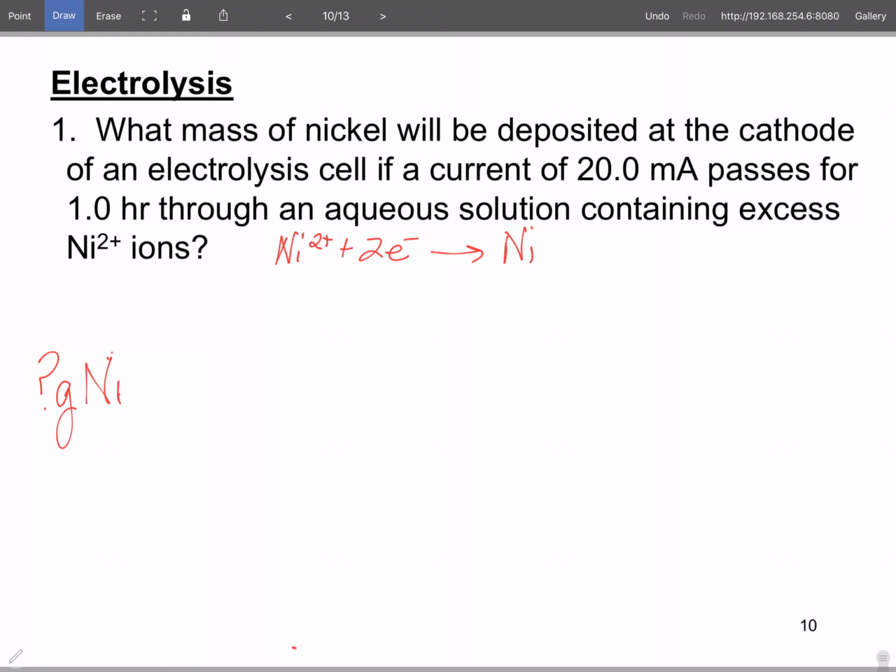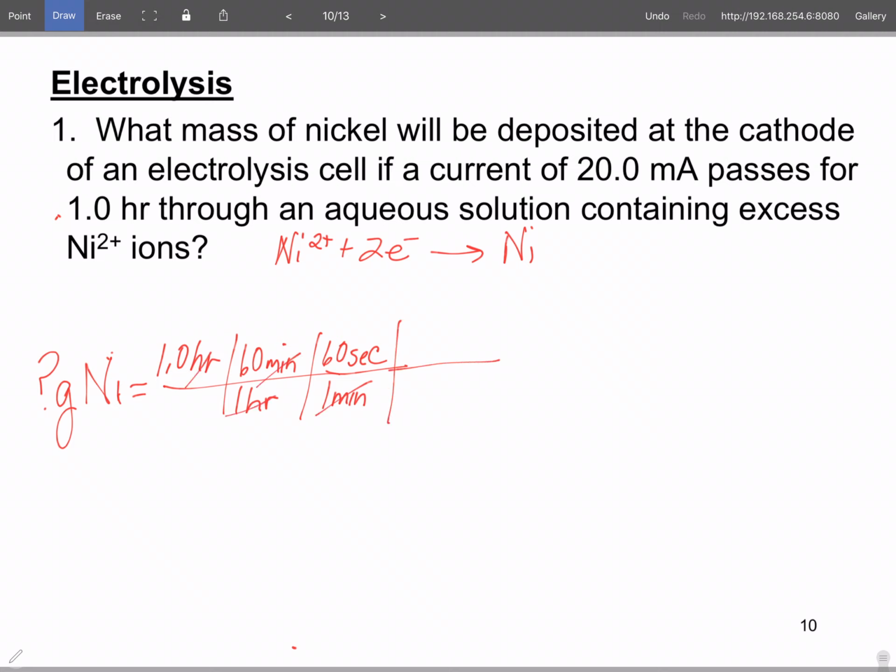Okay, now we're going to start with an amount, and our amount we've got is 1 hour. You can do this a variety of ways, but we know that 1 hour is equal to 60 minutes, and we know that 1 minute is 60 seconds, or for those of you who can do this, that's just 3,600 seconds, and that's fine. So you can write it in there. So we've gotten rid of our minutes and our hours, so we're down to seconds.